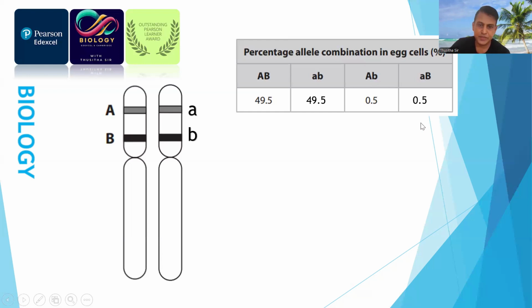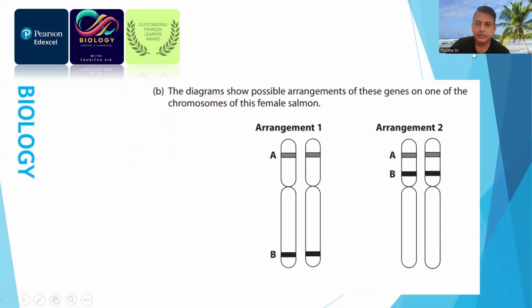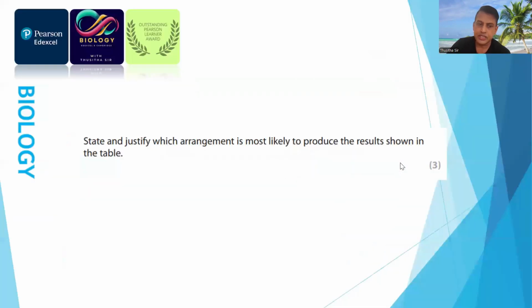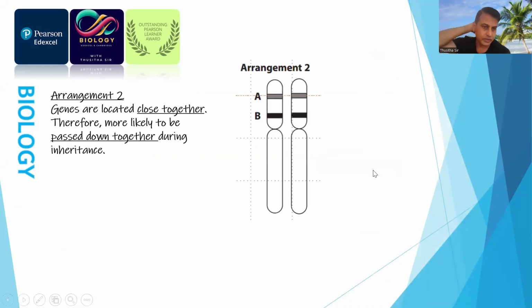So that's the percentage. Right now, the diagram shows possible arrangements of these genes on one of the chromosomes of the female salmon. So in arrangement 1, capital A and capital B are quite distal, and in arrangement 2, capital A and capital B are very close to each other, meaning we can consider arrangement 2 as linked. State and justify which arrangement is most likely to produce the result shown in the table. So arrangement 2, because the genes are located close together, therefore more likely to be passed down together during inheritance.